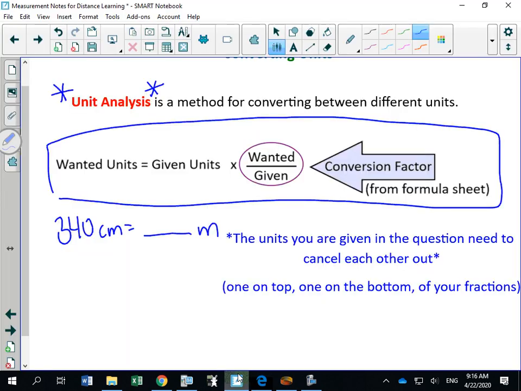So you always write down what that conversion is. So 1 meter is equal to 100 centimeters. Then what you do is you take what I gave you.